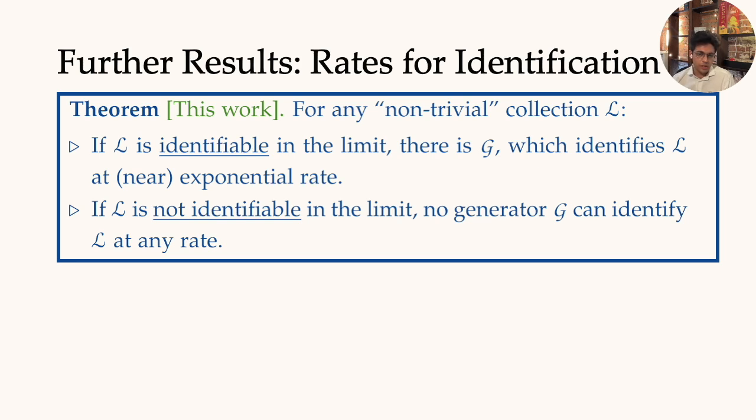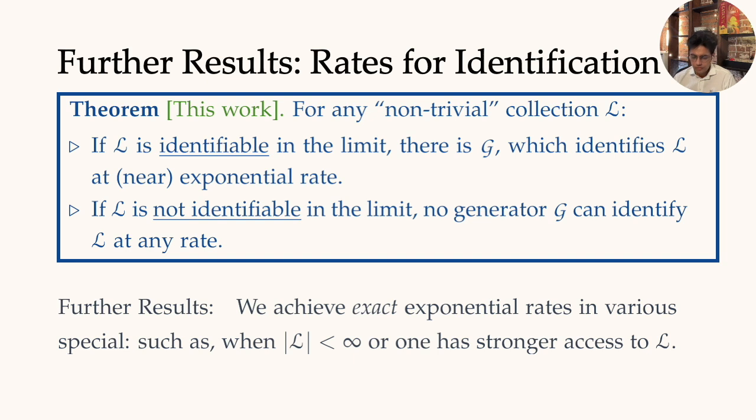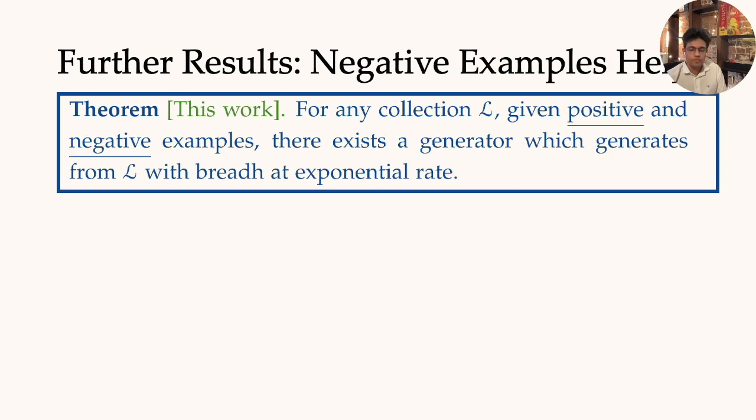Note that unlike our main result, this result places no constraints on the generator. In particular, we do not need its MOP to be decidable. There are a number of variations of these results we prove in the paper. For instance, we show that the rates in the above result can be improved from near exponential to exactly exponential when we have certain special forms of access to the collection, or if the collection has certain specific properties. I'll not go into these in more detail, but I encourage you to check out the paper.